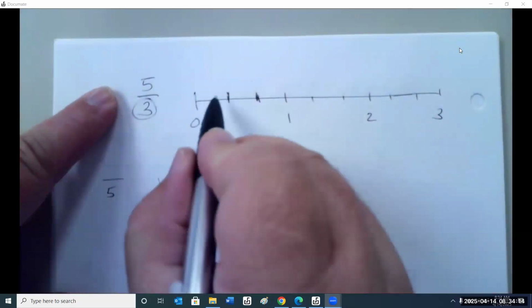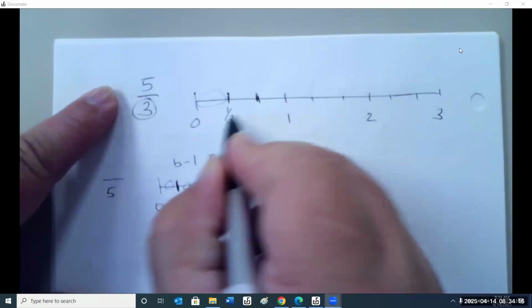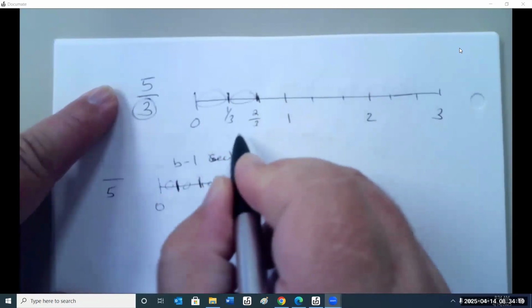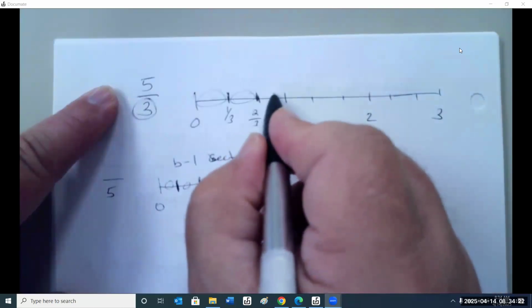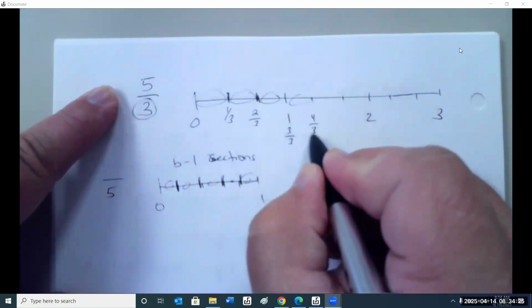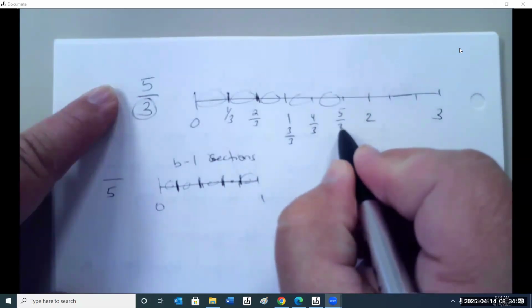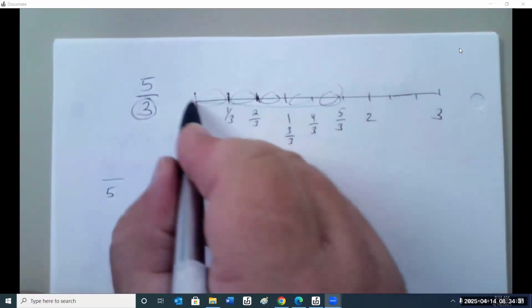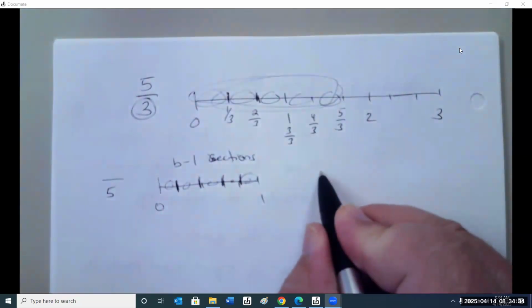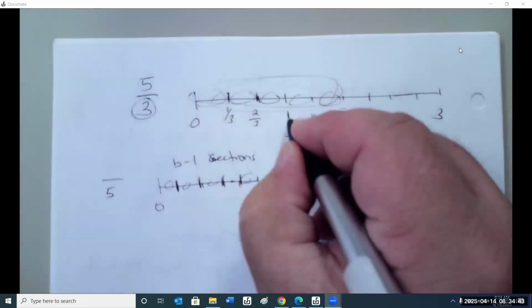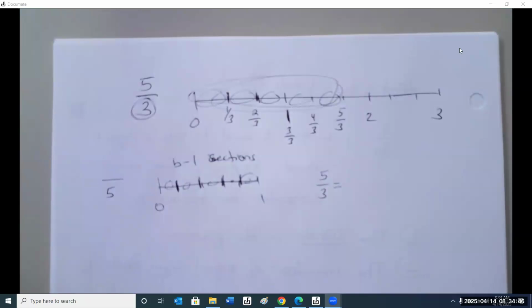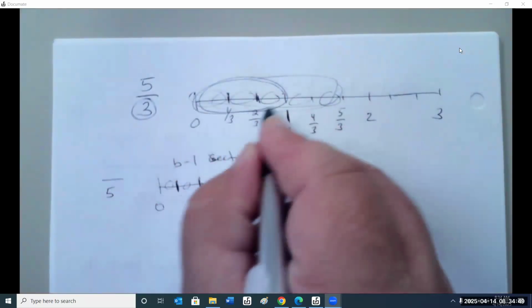So 5/3. Here's 1/3. This is 2/3. This is 3/3. This is 4/3. And this is 5/3. So this is how much 5/3 would look like. But if we look at it, it's passing an integer. So we know that this one automatically appears in there. And we have to add 2 more thirds.